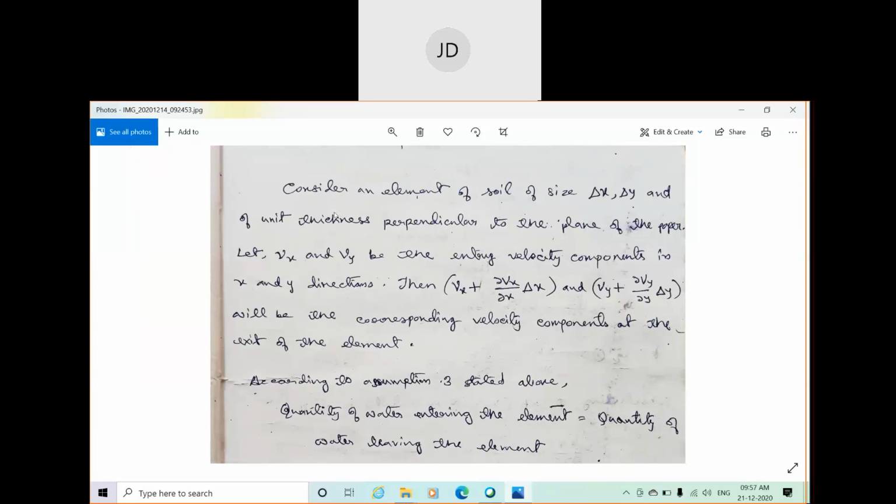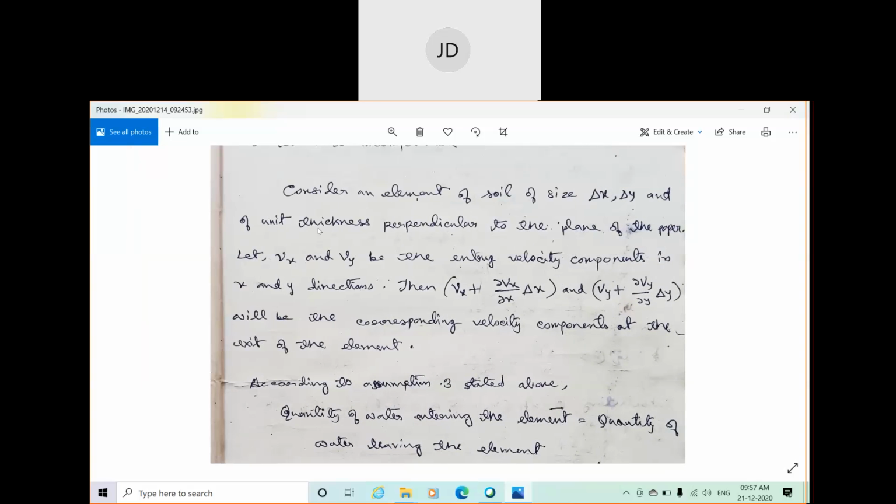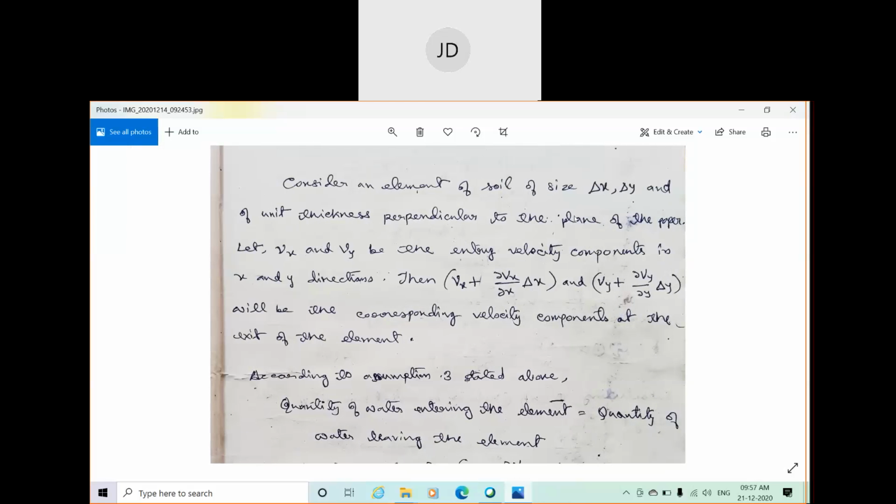It's very simple. These things are already discussed. Consider an element of soil of size delta x, delta y. This is the dimension in x direction, the dimension in y direction, and of unit thickness perpendicular to the plane of the paper. Since it is a two-dimensional flow equation, the thickness is considered as 1. Now let Vx and Vy be the entry velocity components in x and y direction. It is already given in the drawing.